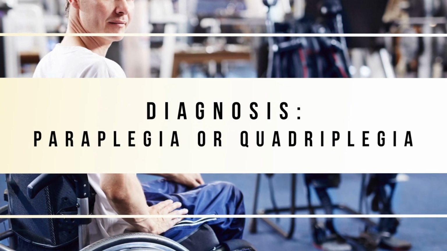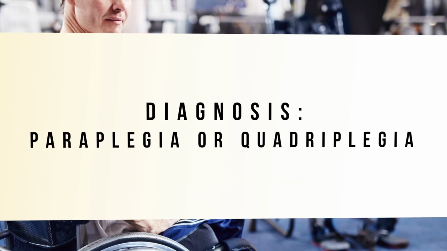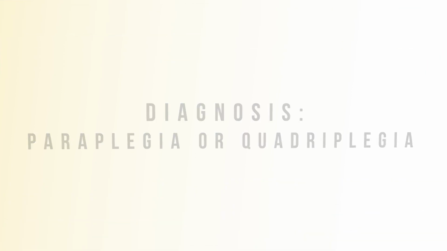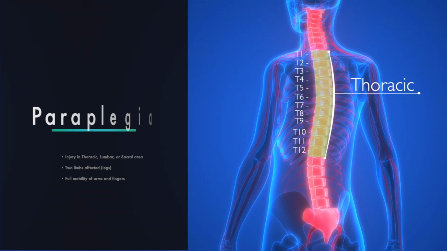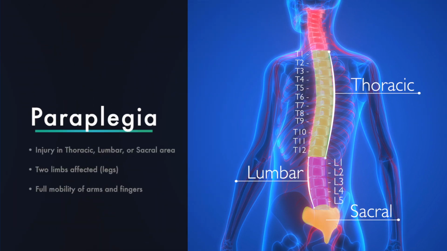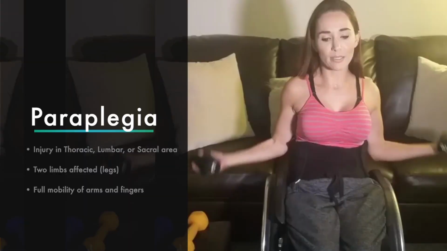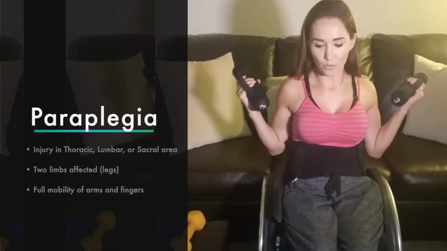Typically, following a spinal cord injury, the individual is diagnosed with one of 2 labels based on the mobility of the 4 limbs, 2 arms and 2 legs. Paraplegia: a spinal cord injury in the thoracic, lumbar, or sacral area of the spine. This is for people who only have 2 limbs affected, their legs, and have full mobility of their arms and fingers. A person with paraplegia may also be referred to as a paraplegic.